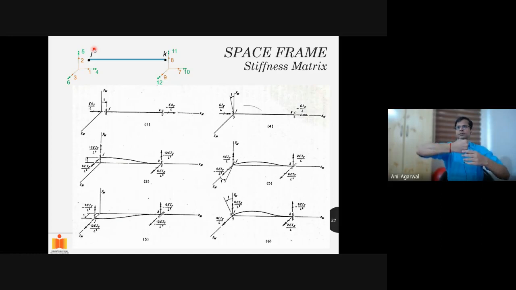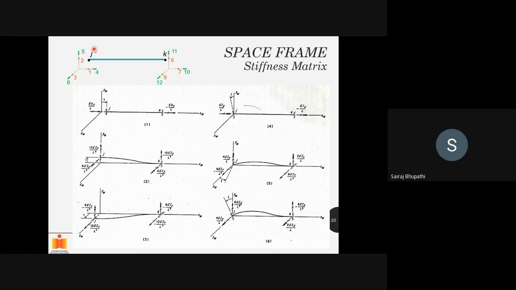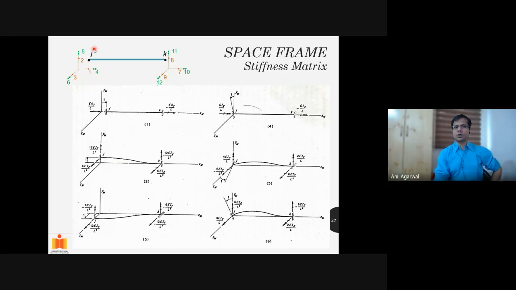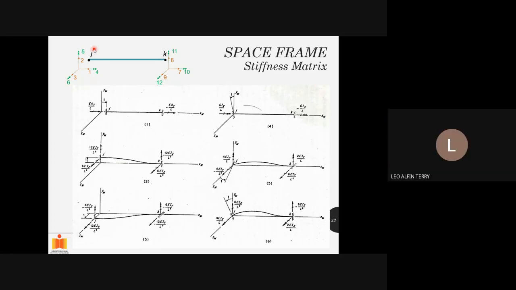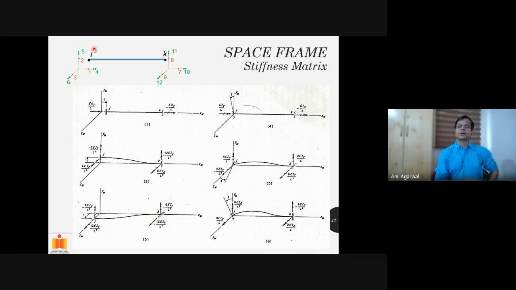Similarly, if this member is this way and I'm twisting it about 5, which kind of deformation am I getting? Which translational degree of freedom am I utilizing? 3, in the out-of-plane direction. So 5 and 3 are combined together. And 1 corresponds to what behavior? Axial. And 4 corresponds to what? Torsion. Agreed. Very good.